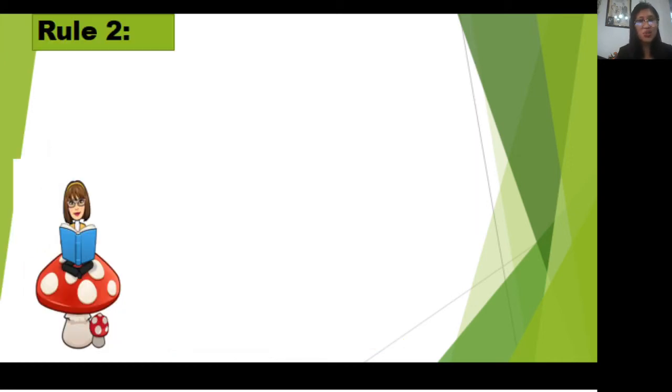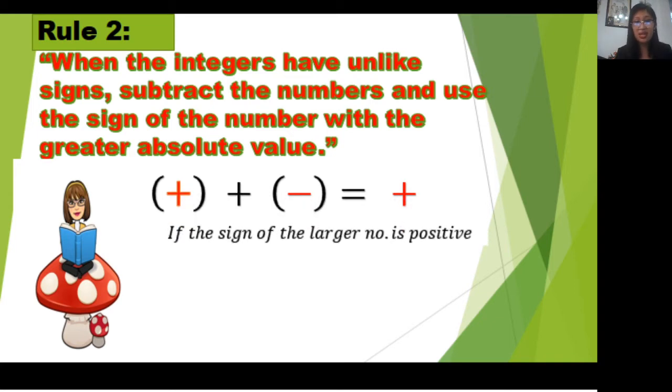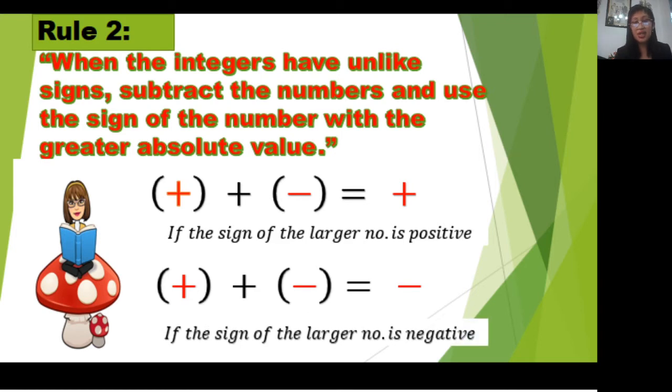Okay, let's proceed to rule number 2. When the integers have unlike signs, subtract the numbers and use the sign of the number with a greater absolute value. Having unlike signs means that one is positive, the other is negative. When you add it, you have a positive answer if the sign of the larger number is positive. The sum is negative if the sign of the larger number is negative.